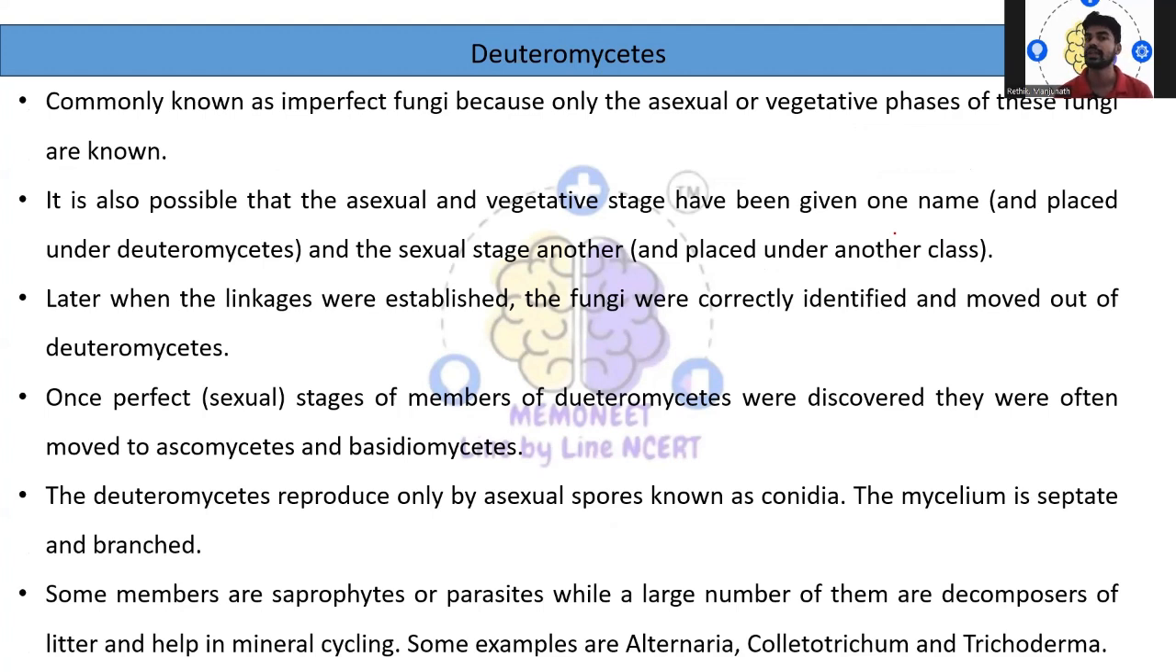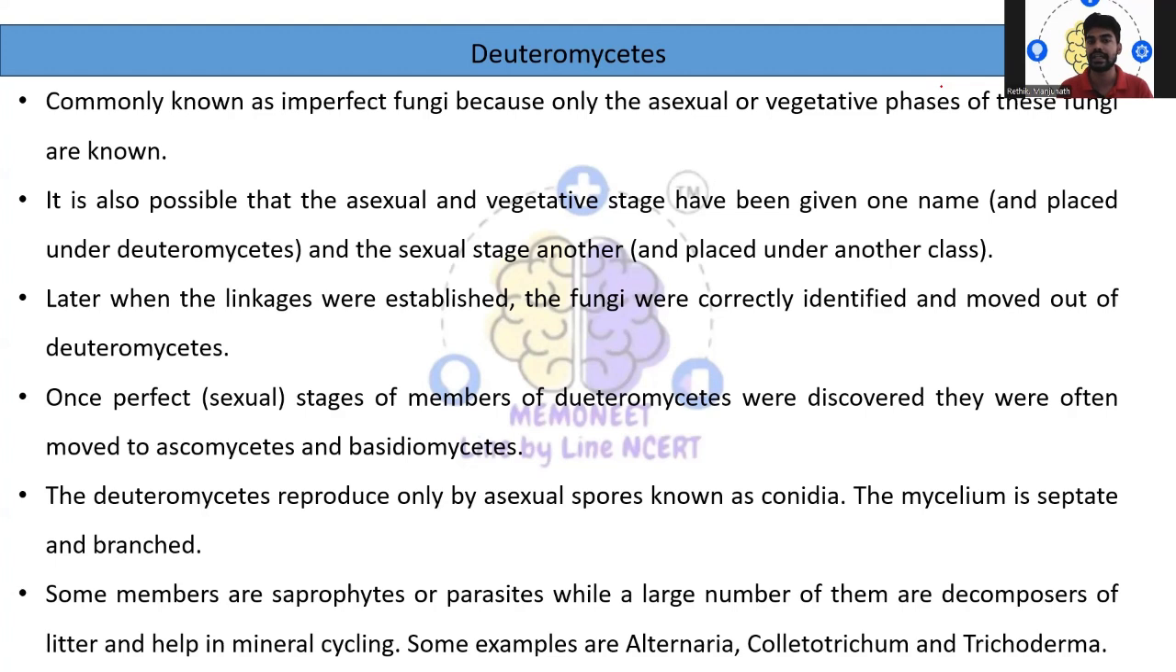It is also possible that the asexual and vegetative stages have been given only one name, but the sexual stage has been placed in another class. Anyhow, you should just remember that it is an imperfect fungi. Why is it actually called imperfect fungi? Because only the vegetative and asexual phases of these fungi are known. We have no clue about the sexual phases.